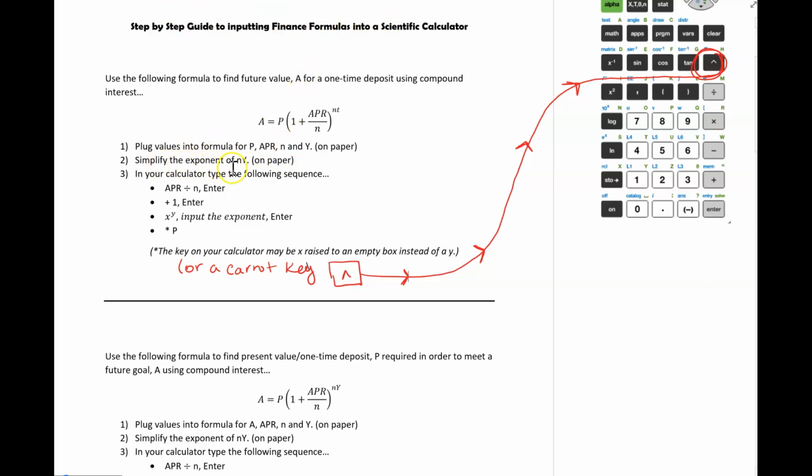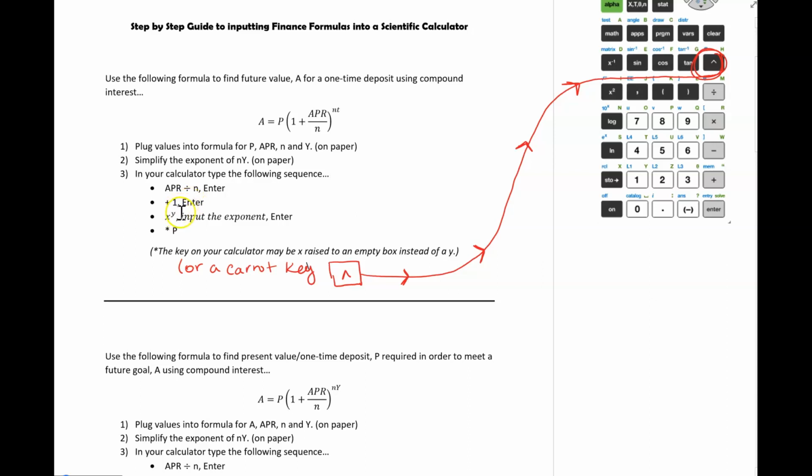And then you'll simplify the exponent, so the n times y, which we found to be 4. And then in your calculator, you're going to type the following. So you're going to do the 0.05 divided by n. We already did that and found it to be 0.05 because our n is 1. Add 1, we already did that because 1 plus 0.05 is 1.05.